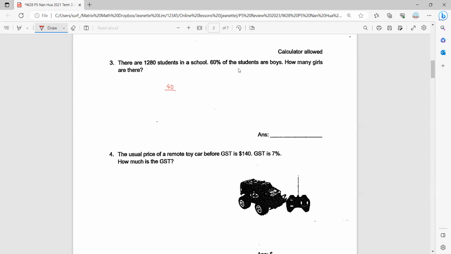So 40% is 40 over 100 times 1280. This will give us 512. So there are 512 girls.